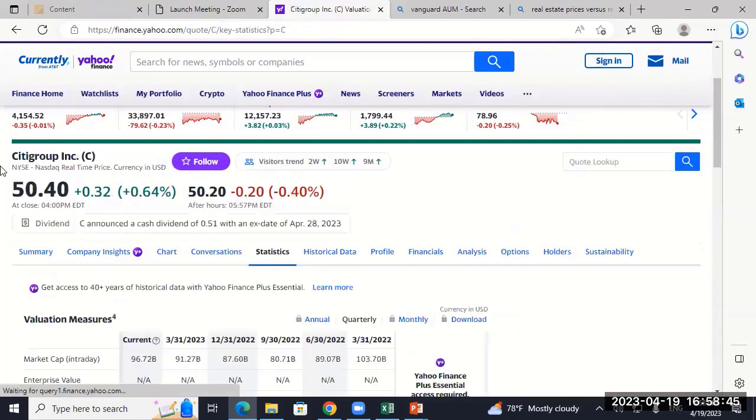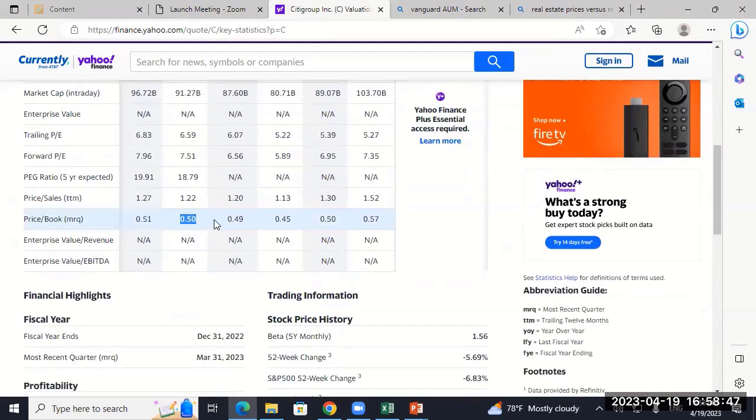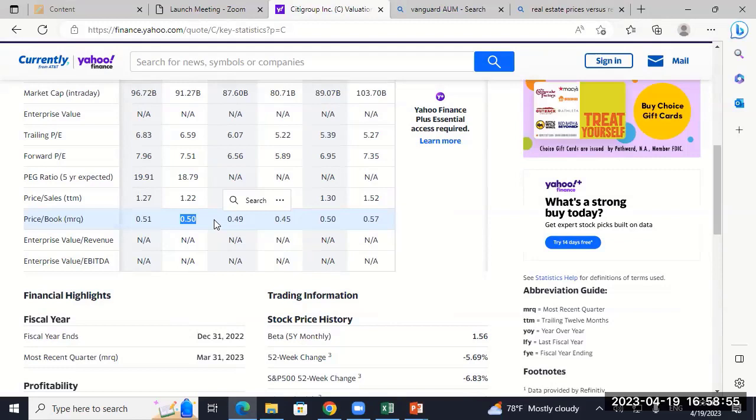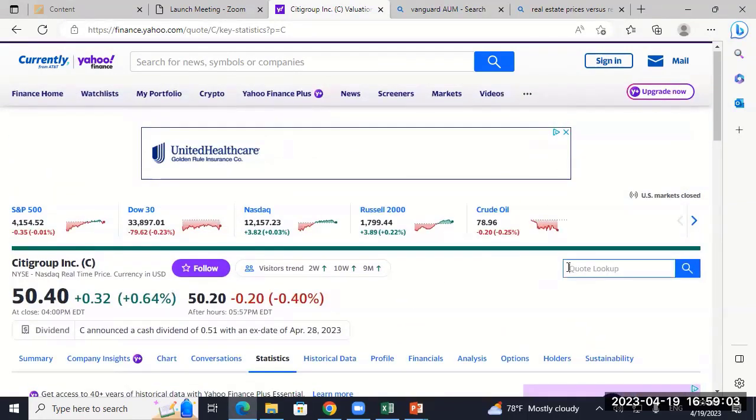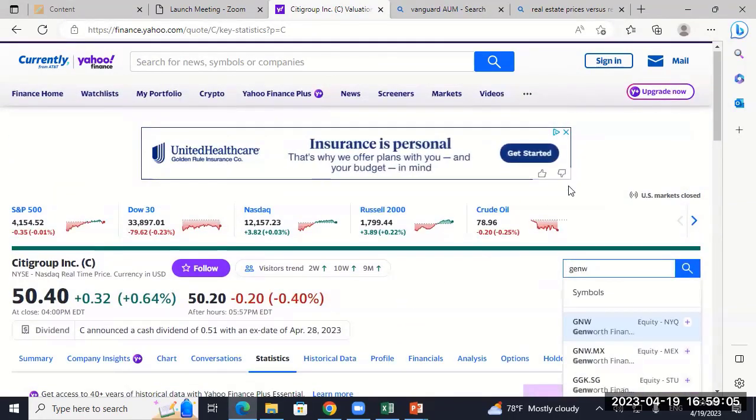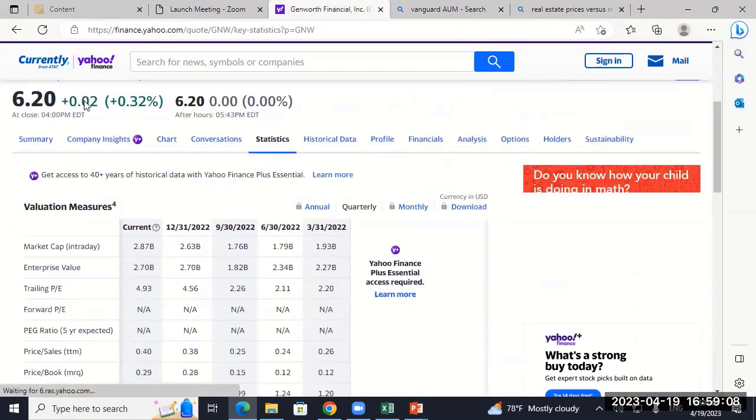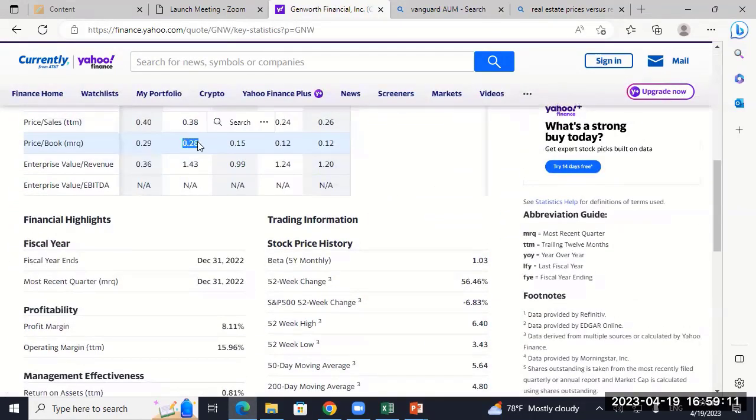Citibank is a ridiculously cheap bank. Their price to book is 50 cents. You can buy Citibank stock for half of what the most conservative accountants, using all these conservative principles, say it's worth. Here's another one, Genworth, an insurance company. Their price to book is 28 cents. You can buy Genworth at a 72% discount to what the conservative accountants say. So we're in a very, very strange world right now.